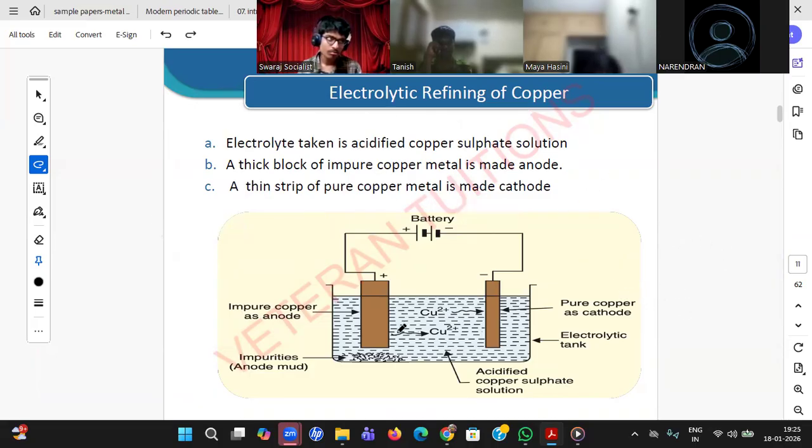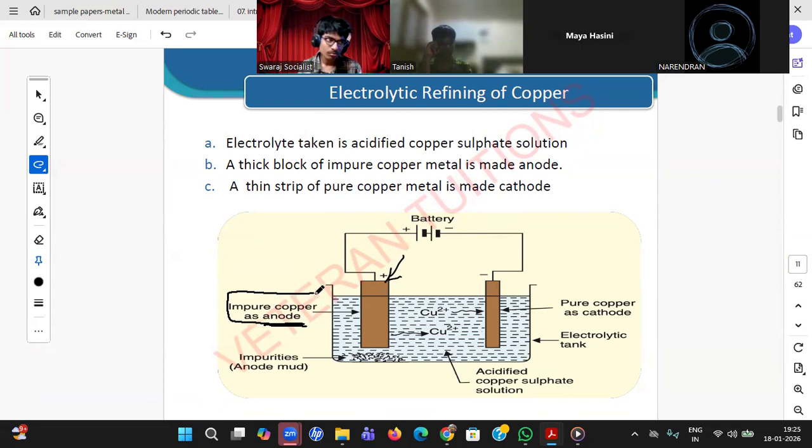Student, whatever you want to refine, you will take it as the anode. This is a very important MCQ part. They will ask you which you will consider as anode. The impure copper, whatever you want to refine or purify, you will take as the anode. And from the industry or from the market, you will take pure copper, a small part of pure copper, as the cathode. And the liquid is again copper sulfate.